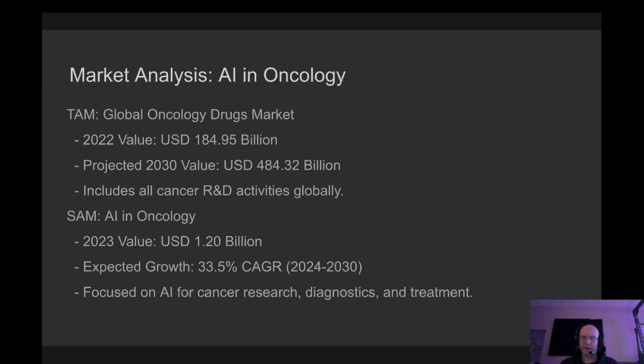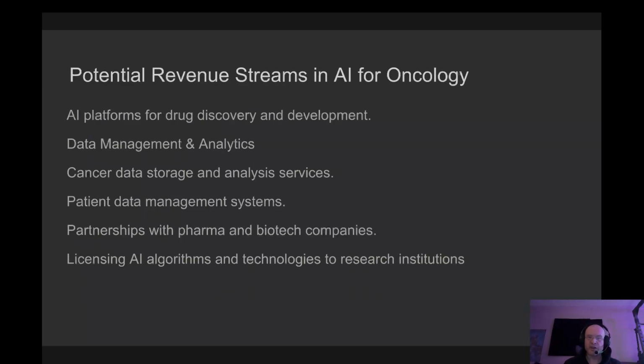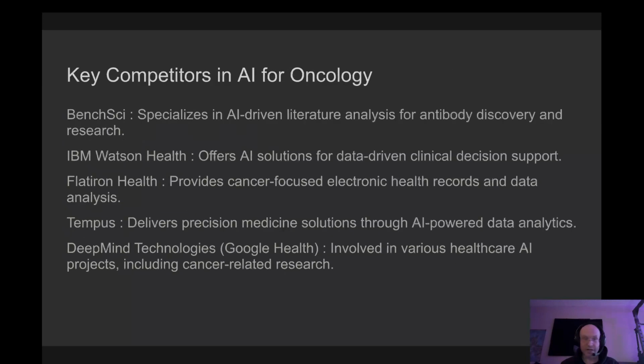The market for AI in oncology is huge. The oncology drugs market is about 184 billion now and going up to 484 billion in 2030 potentially. The market for AI in oncology is 1.2 billion now and is increasing year over year at 33.5%. There are lots of potential revenue streams, including licensing these algorithms and technologies to research institutions and other companies. We can also do partnerships and a lot of data storage and analysis.